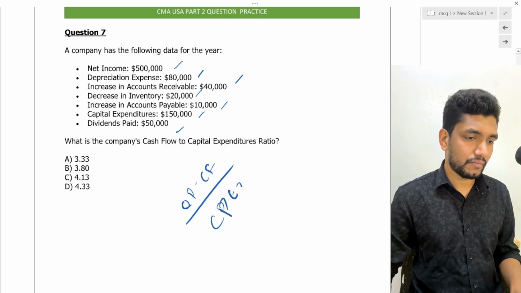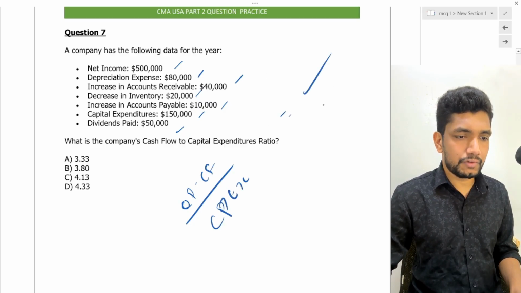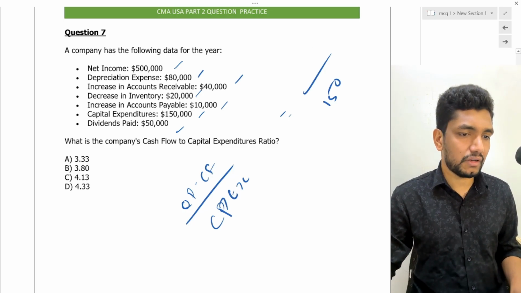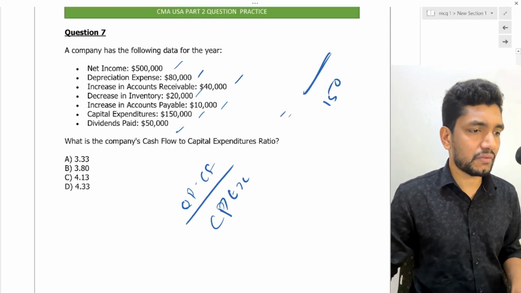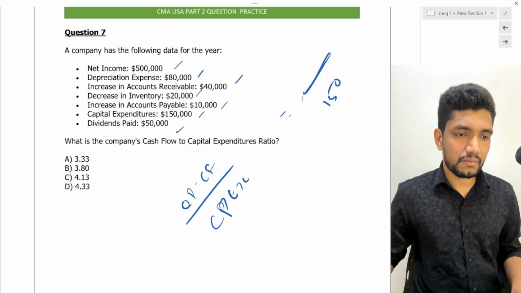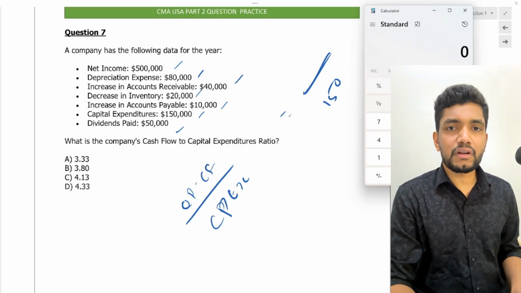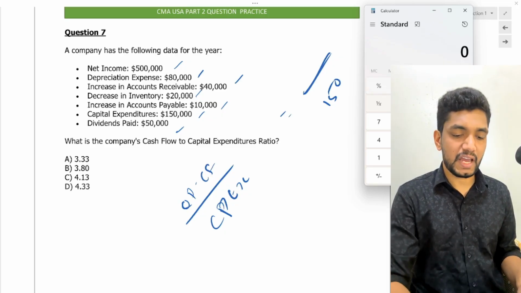The capital expenditure is already given, that is 150,000. So what you have to calculate is your operating cash flow. So from this given example, how can we calculate the operating cash flow? So let me take my calculator. We can calculate the operating cash flow using the indirect method of preparing the statement of cash flow.